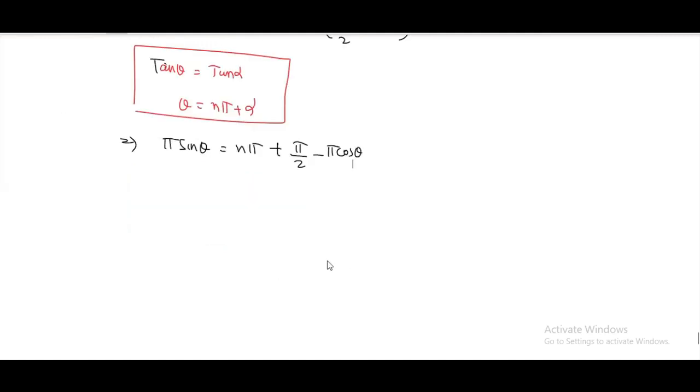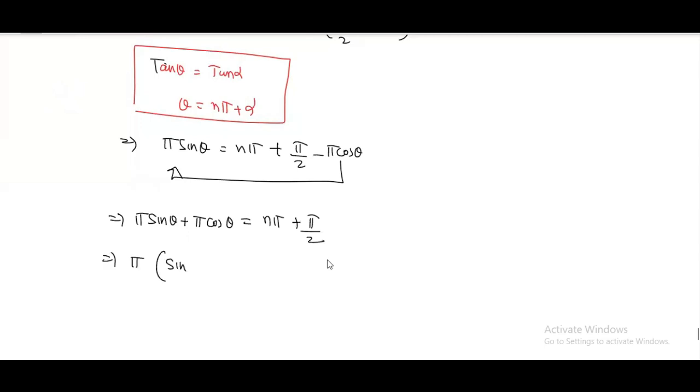So how can we simplify this? Minus pi cos theta transpose to this side. So we'll get pi sin theta plus pi cos theta is equal to n pi plus pi by 2. So from here, if I take the pi common, we'll get sin theta plus cos theta. From RHS also I can take the pi common, so we'll get 2n plus 1 by 2. So pi and pi cancel on both sides. So what you'll get? Only left out is sin theta plus cos theta is equal to 2n plus 1 by 2.